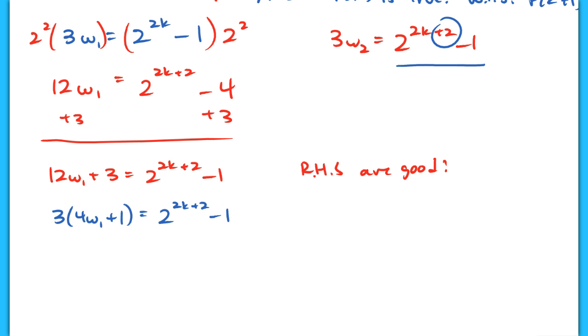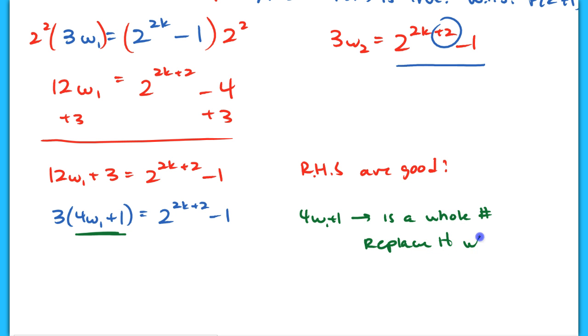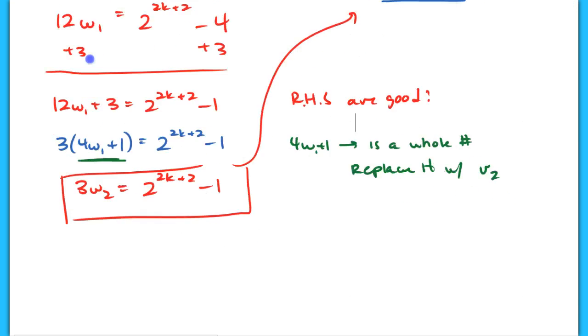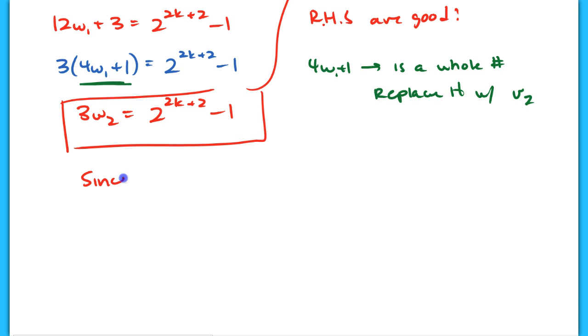Now, this is again the same reasoning that we used before. If we take a look at this, 4w1 plus 1 is simply another whole number. So because it's another whole number, we can simply replace it with a new whole number, and we'll call that w2. So now I have 3 times w2 is equal to 2 to the 2k plus 2 minus 1. If I notice, that does match here with my P of k plus 1. So I'm going to write, since P of k plus 1 is true, P of n is true for all n.